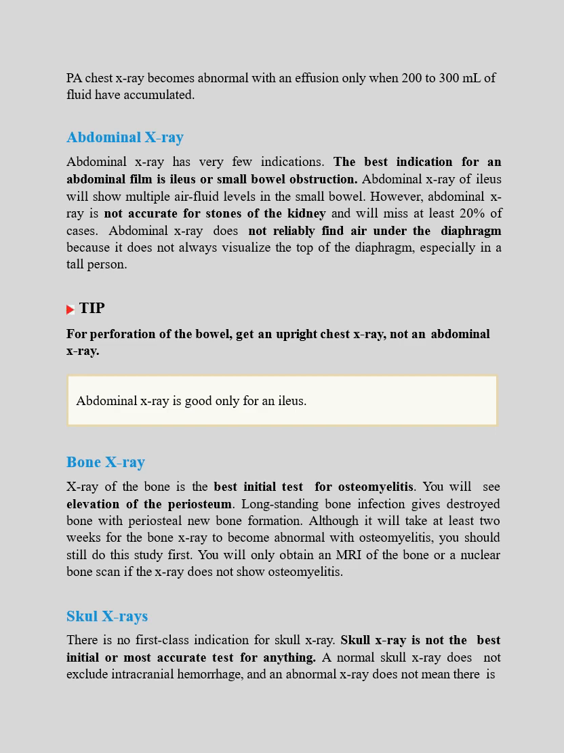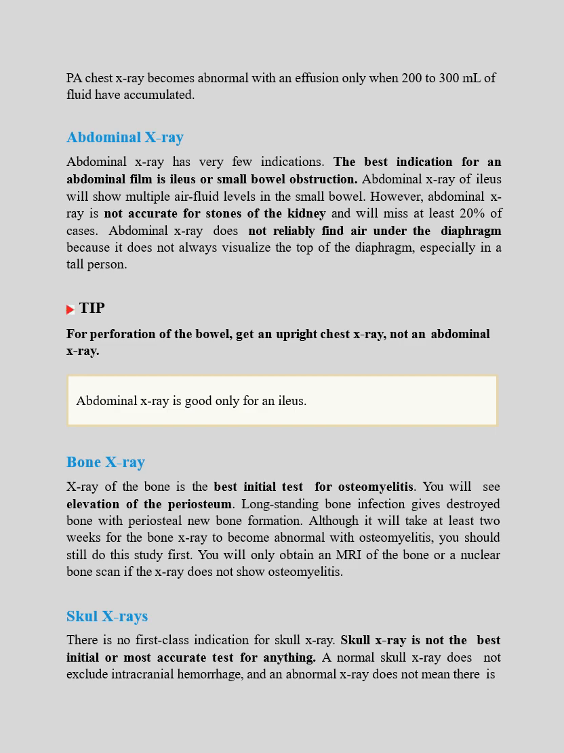There is so-called abdominal X-ray. There are only a few indications for that. The best indication for an abdominal film is ileus or small bowel obstruction. Abdominal X-ray of the ileus will show multiple air fluid levels in the small bowel. However, abdominal X-ray is not accurate for stones of the kidneys and will miss at least 20% of the cases.